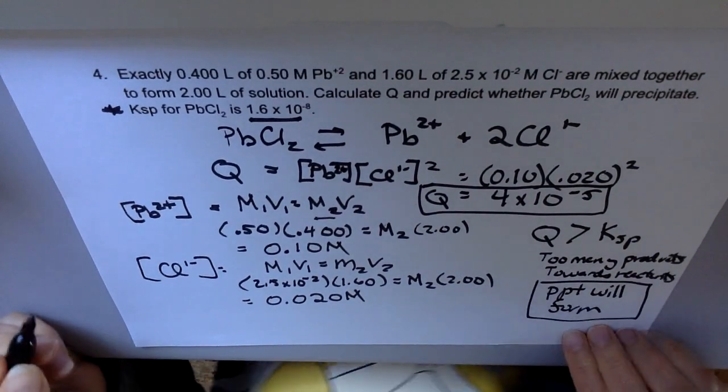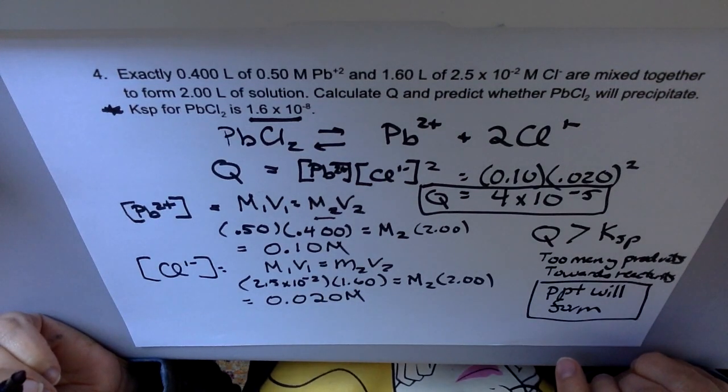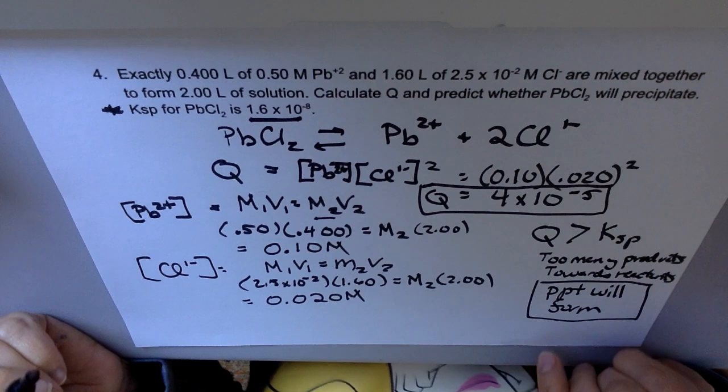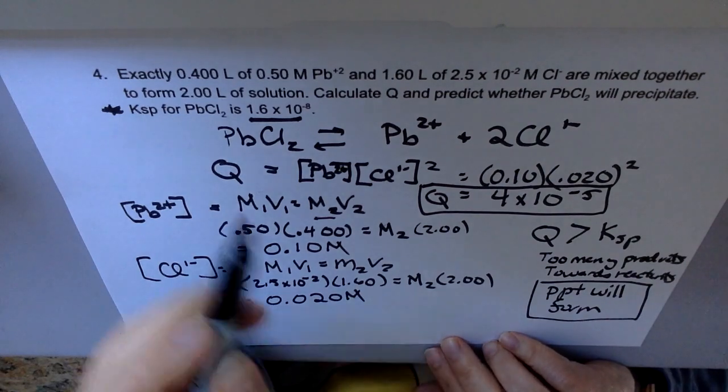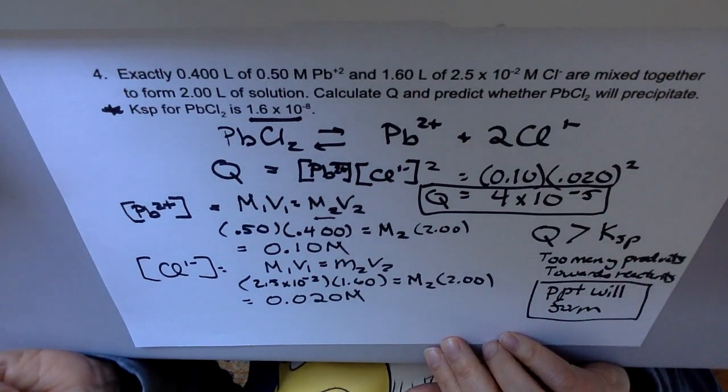And the only difference with this particular problem is they made you do this step of figuring out the final concentrations, and that makes it a little harder. You don't want to just plug in directly these concentrations because that's before they were diluted, and that's how you solve the problem.